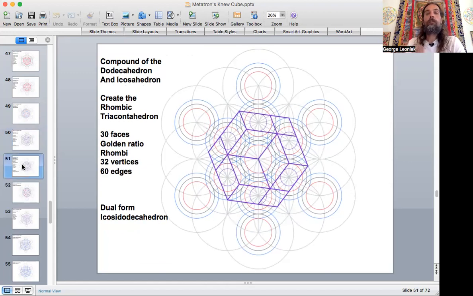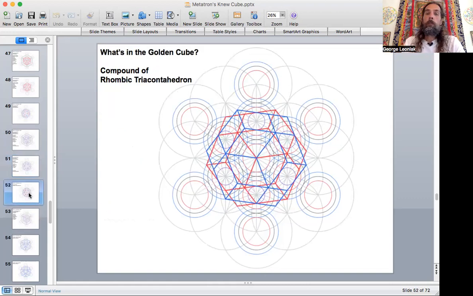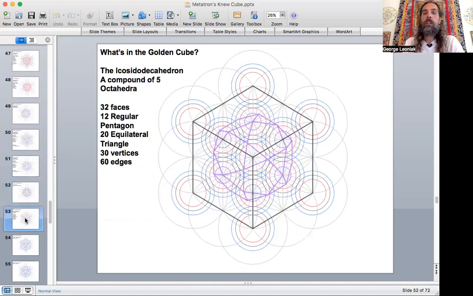There it is by itself. And we need the golden circles here to pick up all the vertices, because this one's on the red, this one's on the blue. And they are meeting at the red here and the blue there. So it's all made up of that. And there's a compound of the two rhombic tricontahedron, because if we got one, we could do two. We could just layer those over top of each other.